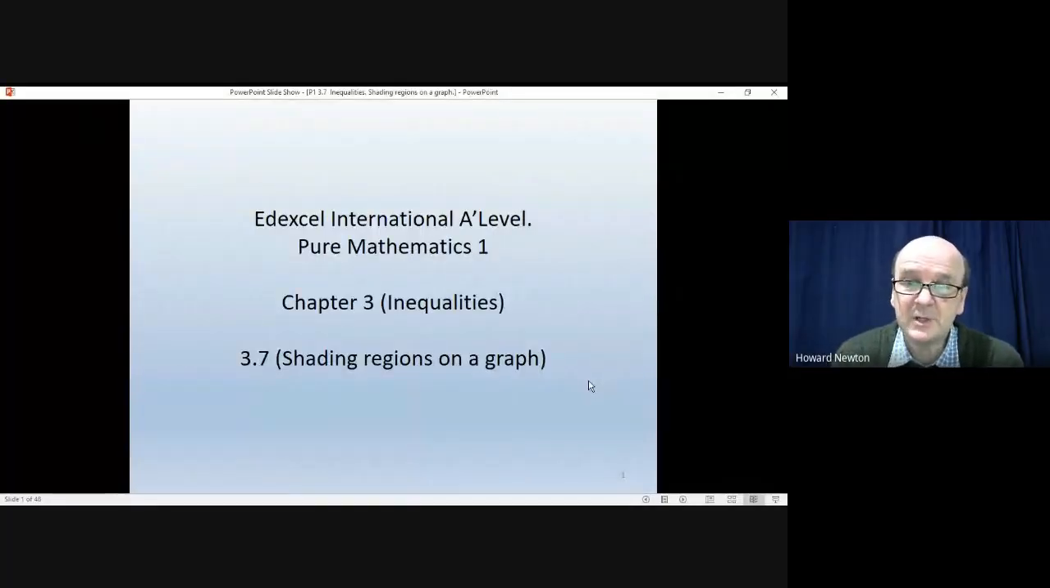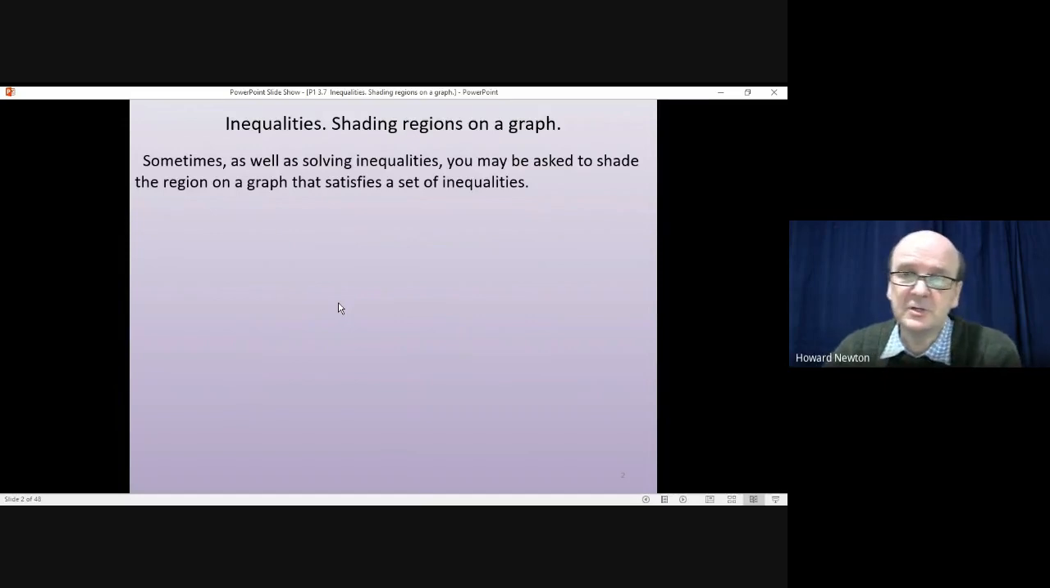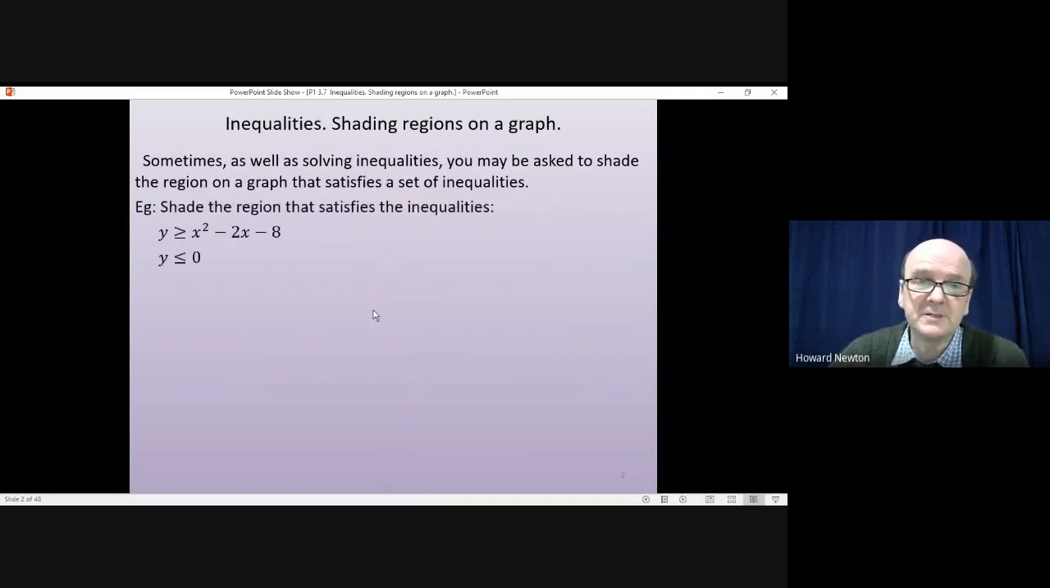In this lesson we're looking at inequalities, and in particular how you shade the region on a graph that represents a set of inequalities. In previous lessons we've looked at how you solve inequalities, but sometimes they ask you to go a step further than that and shade the region that shows your solution. So for example, if you had two inequalities, y is greater than or equal to x squared minus 2x minus 8, and y is less than or equal to 0.